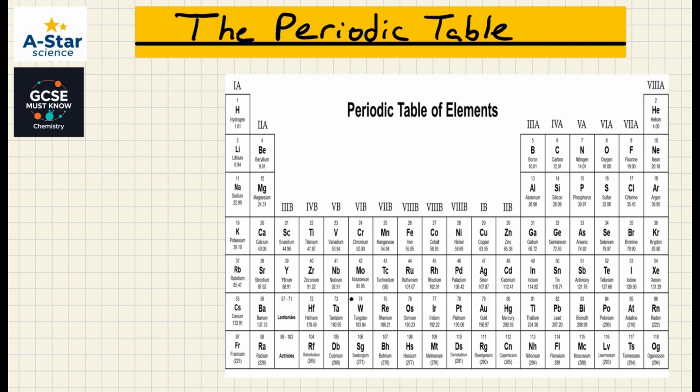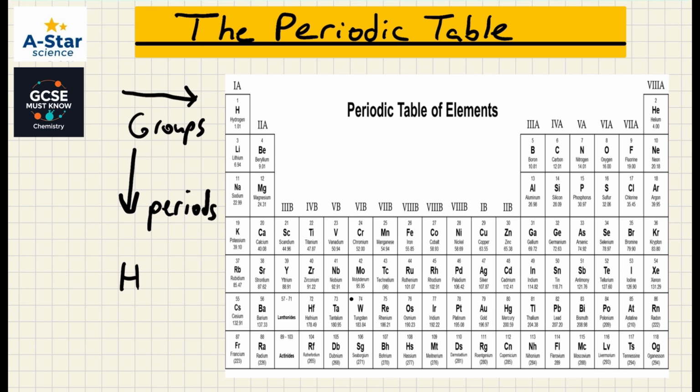As you go this way on the periodic table, again, we call those groups. Now, as you go down the periodic table, we call those periods. Periods represent the number of shells, energy shells, where the electrons live in an atom. So for example, if we look at hydrogen, which is this element here, it's in period 1. It has 1 electron, and so it has 1 shell.